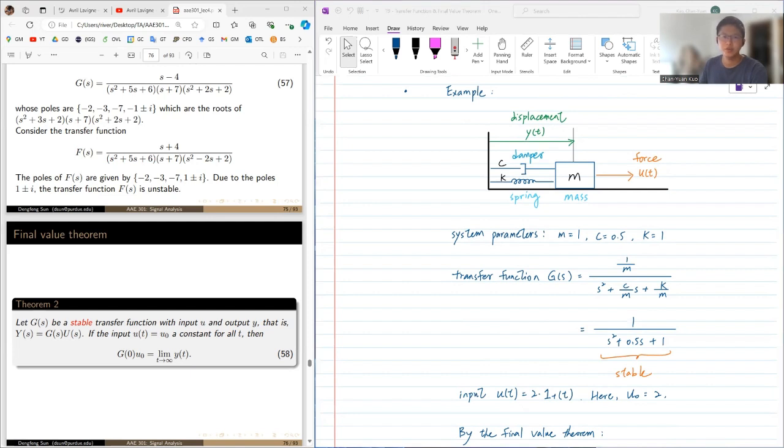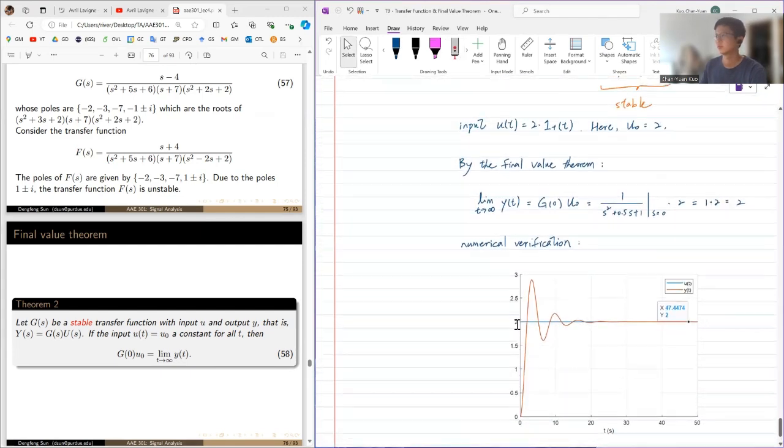Now let's apply this theorem to compute the final value of the output of the BIBO stable mass spring damper system when it is subject to a step input with scaling constant U0 equal to 2. According to the theorem, we know that the final value of the output is equal to the product of the static gain and the scaling constant. In this case, the static gain G(0) equals 1, and the scaling constant is 2. Therefore, the final value of the output is 2.